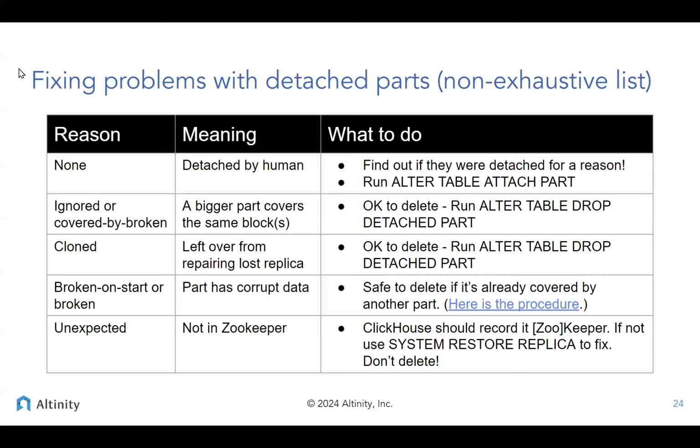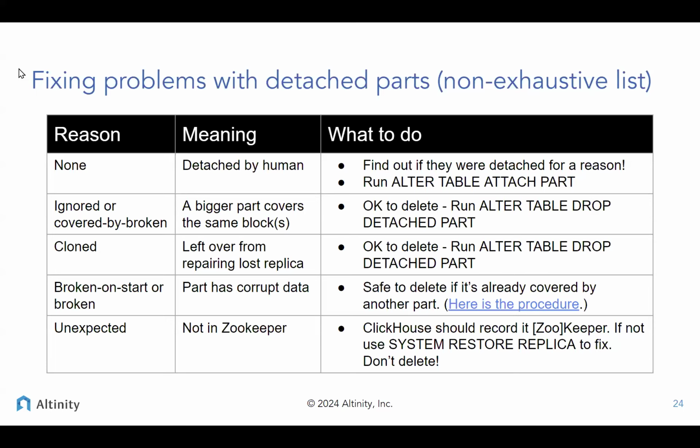Another reason which comes up has a couple of different names. It could either be marked as ignored or covered by broken. What that generally means is that ClickHouse can detect that it already has the real part in the table. In this case, you can just go ahead and find all the parts with those reasons and drop them using ALTER TABLE DROP DETACHED PART.